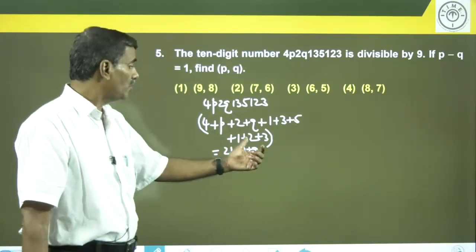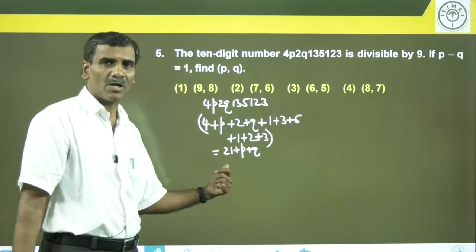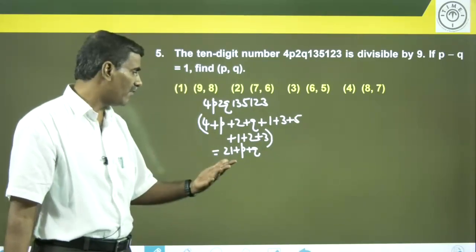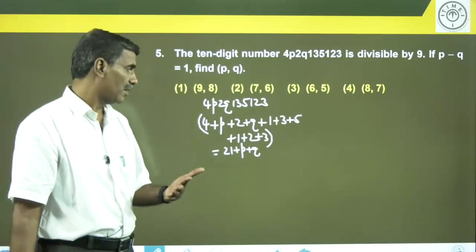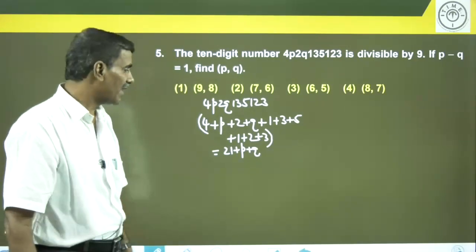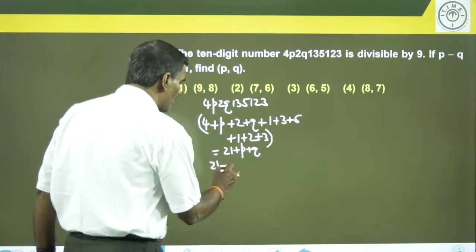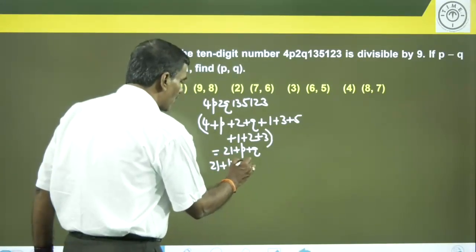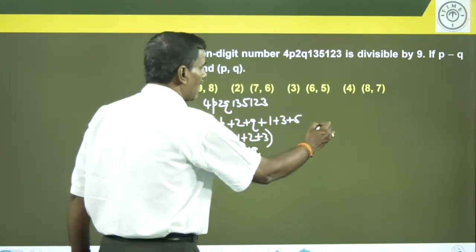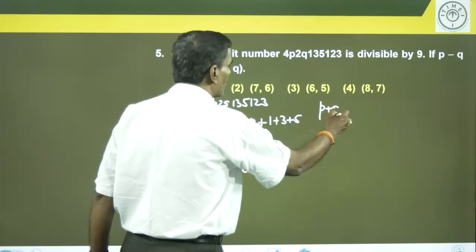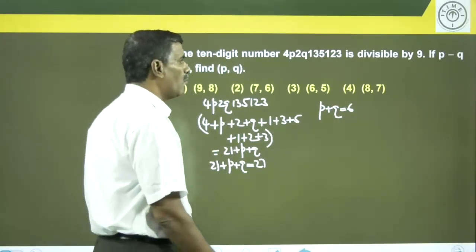Equate this to the nearest multiple greater than the constant value that we are having. What is the constant term here? 21. So more than 21 it should be equated. The nearest multiple greater than 21 for 9 is 27. So equate 21 plus p plus q to 27. Then p plus q value will become 6. So p plus q is 6. And we already have the given data saying that p minus q is 1.